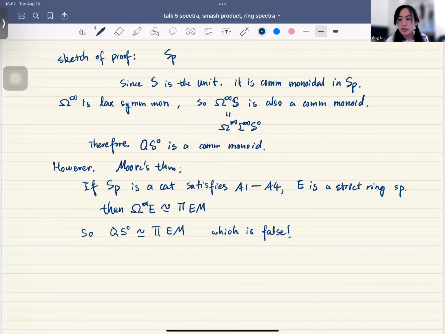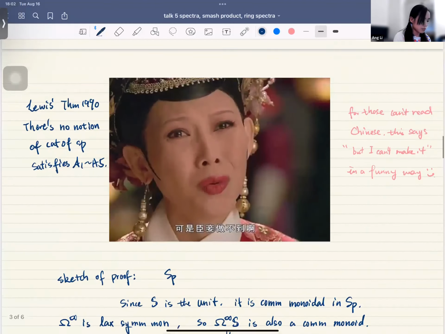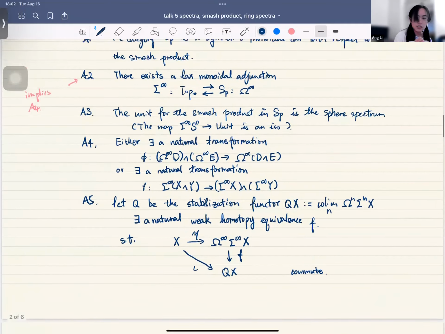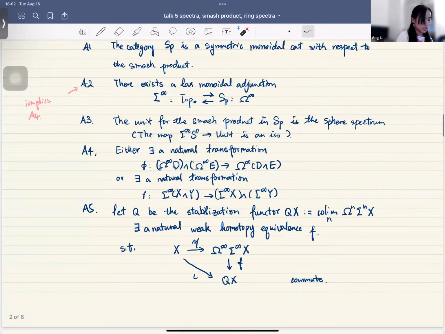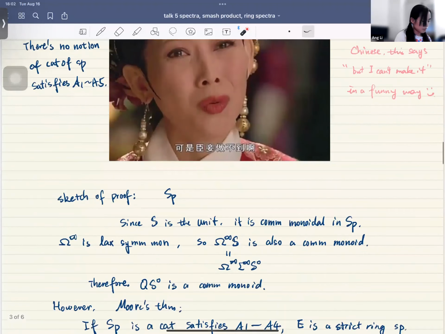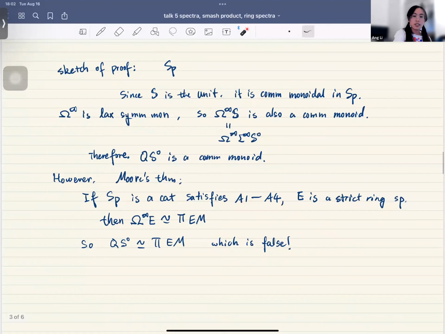Let me try to check for questions. Yeah, Q is a stabilization functor defined as the colimit of this. Other questions? Oh, I see there's some lag in the screen sharing. It should be okay. Okay, so let's move on.